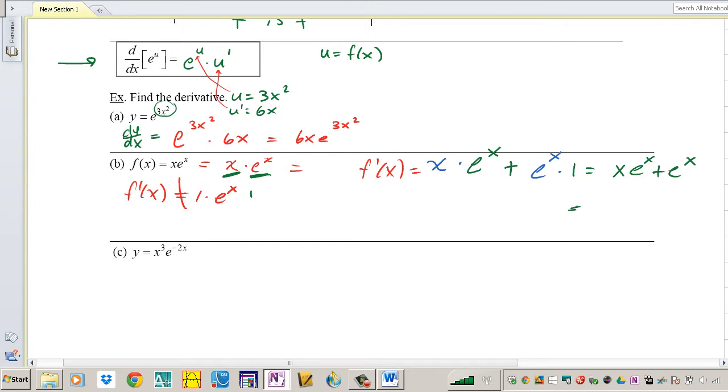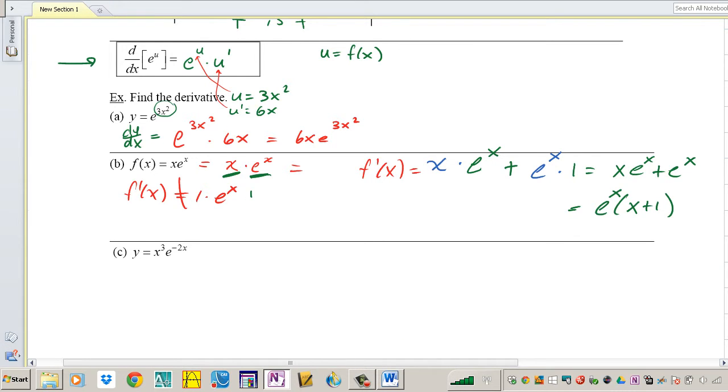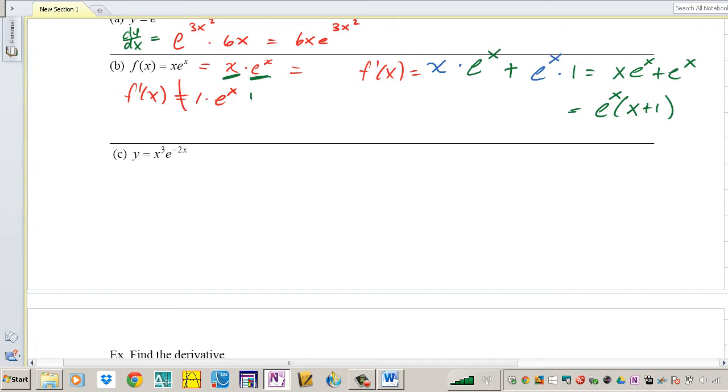Now in a calculus multiple choice exam, they'll have e to the x factored out, so it's x plus 1 times e to the x. You need to be very proficient when it comes to the factoring part of this exam. They get really, really tricky, and you've got to know your factoring in order to survive the exam.